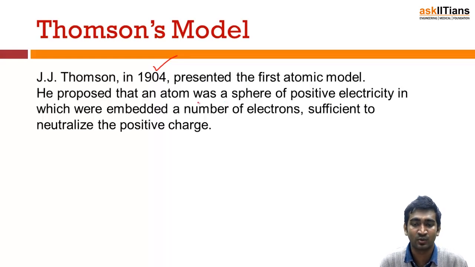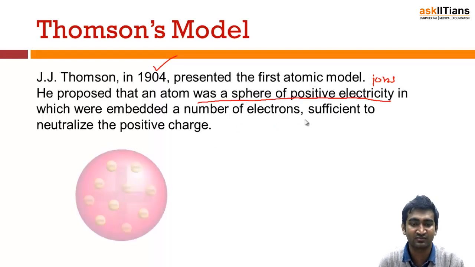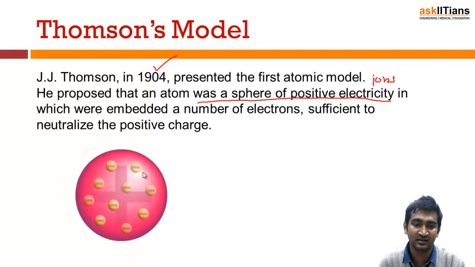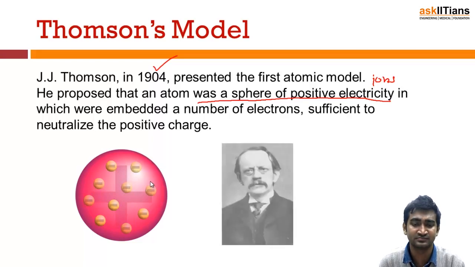That the atom was a sphere of positive electricity, or ions, I would say, in which electrons were embedded, sufficient to neutralize the positive charge. It was a spherical kind of thing like this. This is a positive sphere and electrons are embedded. That's why it's also known as the plum pudding model, given by J.J. Thomson.